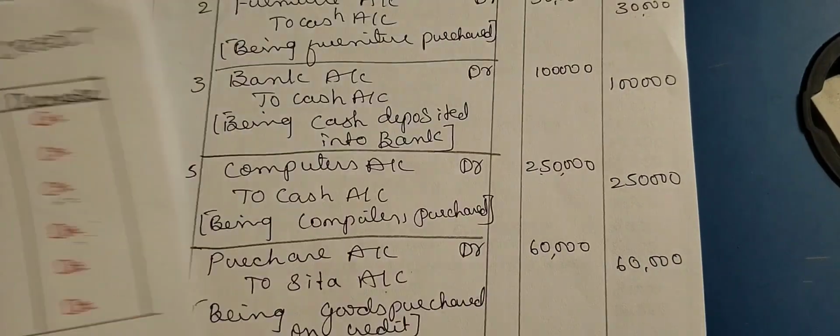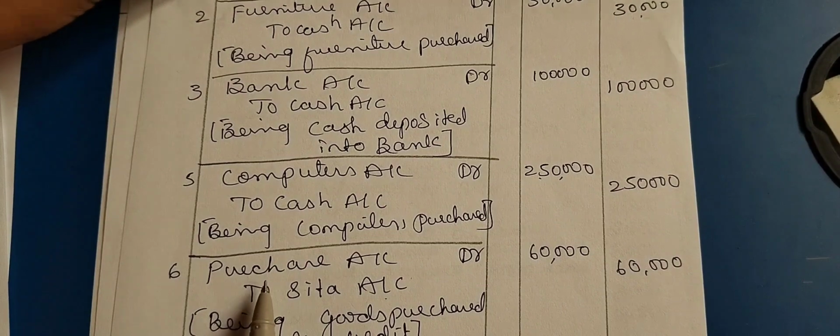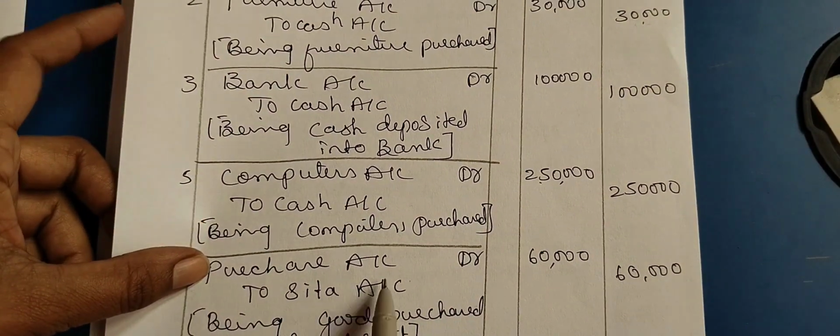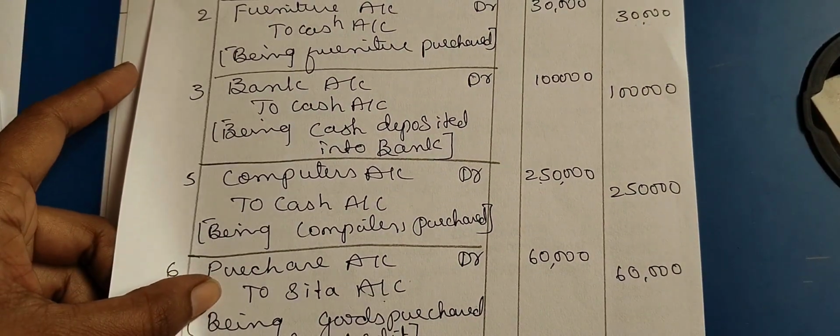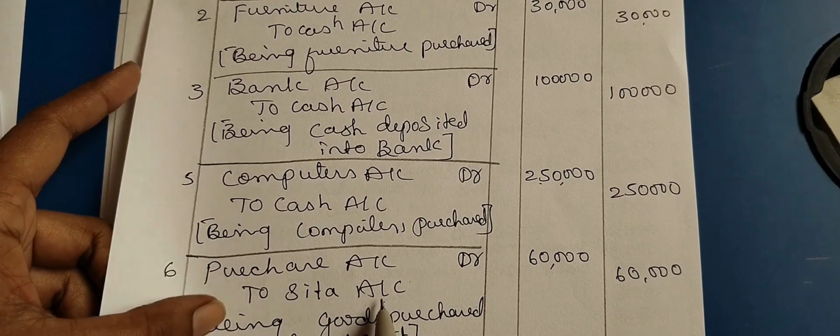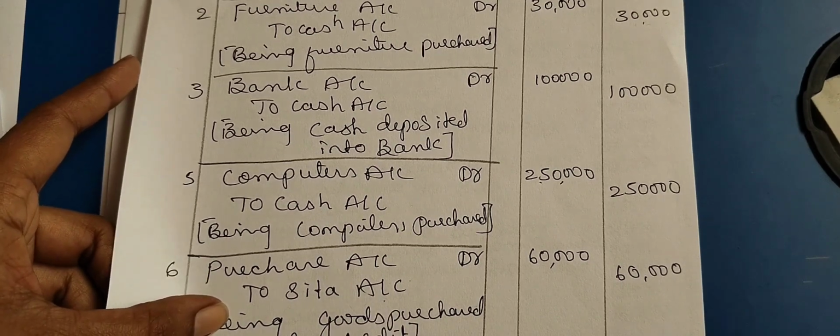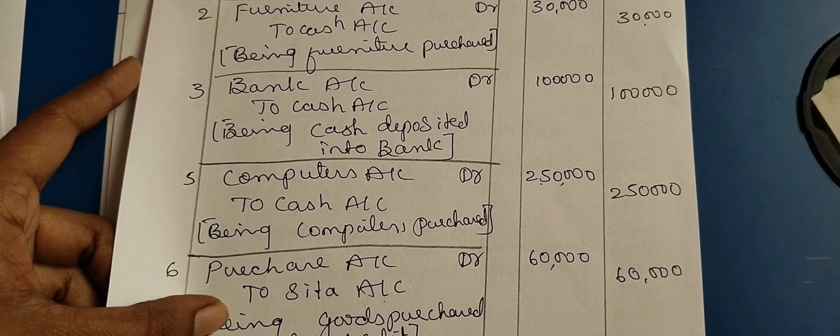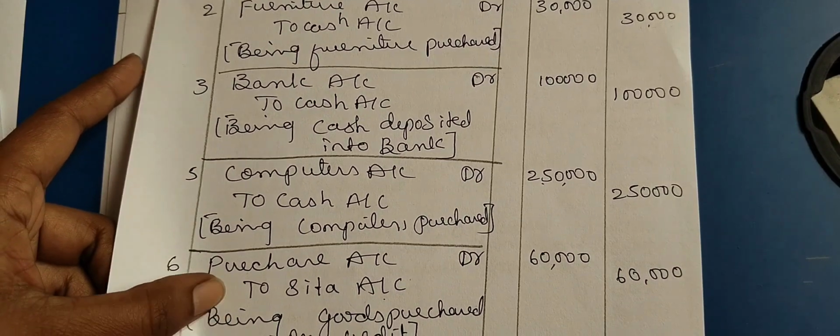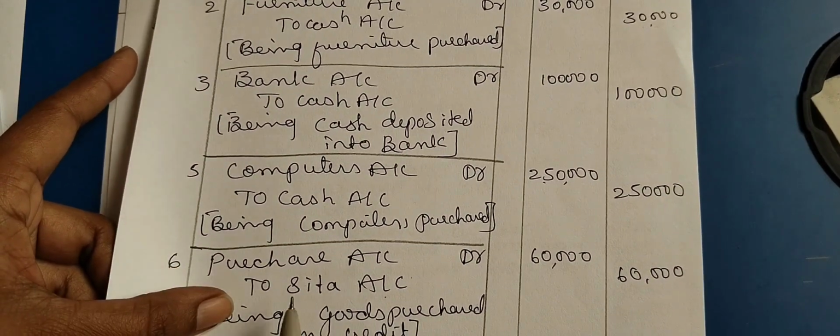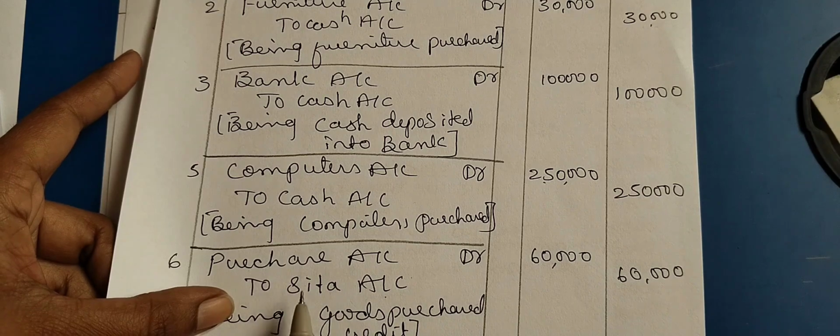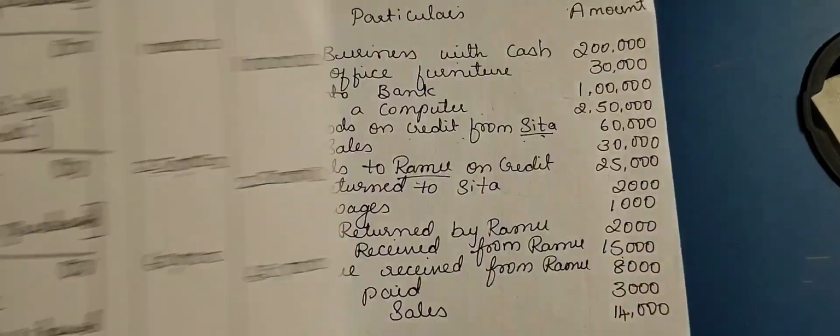Okay, understood this? Here see, purchase account you have debited when goods were coming in. Now purchase return is going out. Because of defect or damage we are returning. So now the number has been reduced. So purchase returns account we are crediting. Sita account we are debiting.